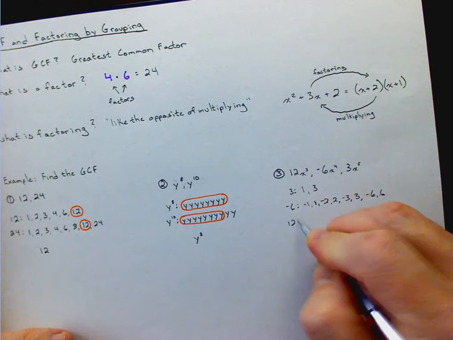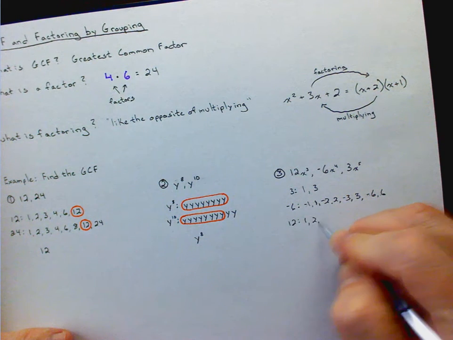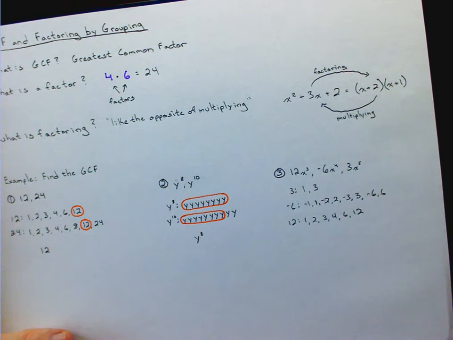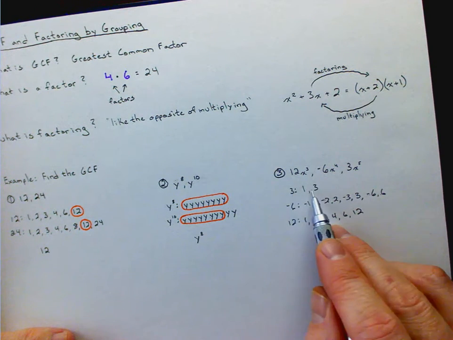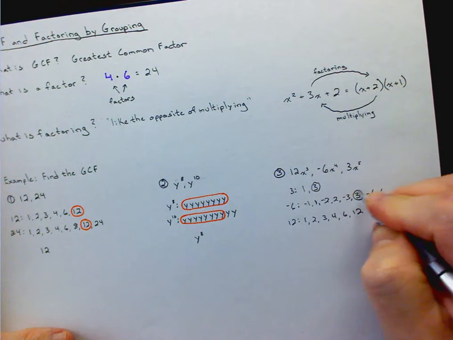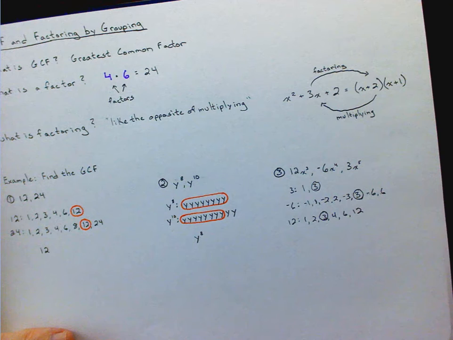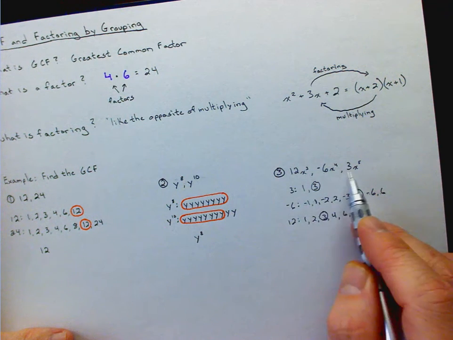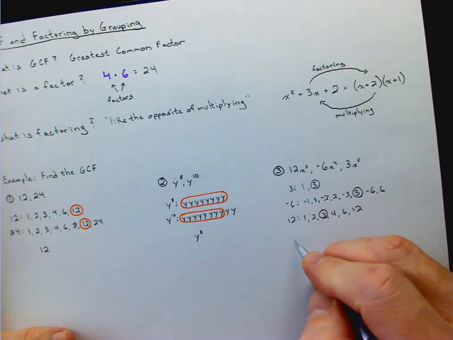And then I have 12. So 1, 2, 3, 4, 6, and 12. Well, what I'm limited by is 3. 3 is positive. That is my greatest factor concerning my coefficients. So I know I have 3.